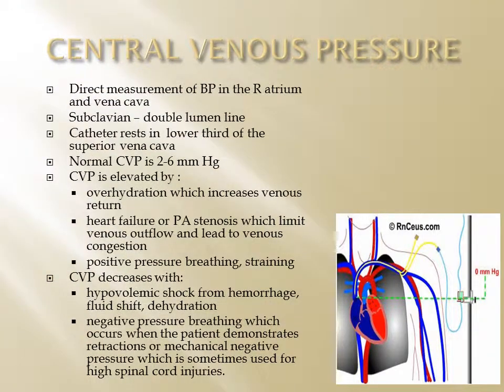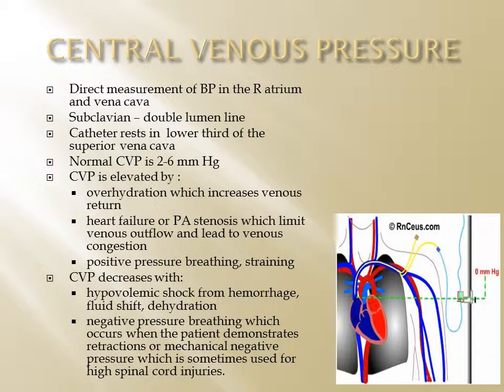Central venous pressure is the direct measurement of the blood pressure in the right atrium and the vena cava. There is a double lumen line that is placed in the subclavian, and the catheter rests in the lower third of the superior vena cava. Normal central venous pressure is usually 2 to 6.